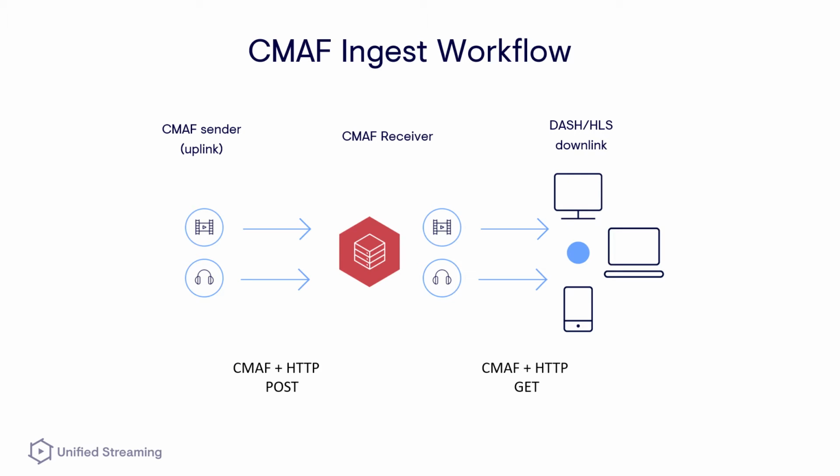So what's the CMAF ingest workflow? CMAF ingest is basically uplink usage of CMAF. So basically we are using, from a sender, which could be a file or an encoder, CMAF with HTTP POST or PUT to send content to a CMAF receiver. That could be a storage, an origin server, or a CDN that uses that CMAF content to distribute it using well-known streaming protocols like DASH or HLS downlink. In this case, usually CMAF is combined with HTTP GET.